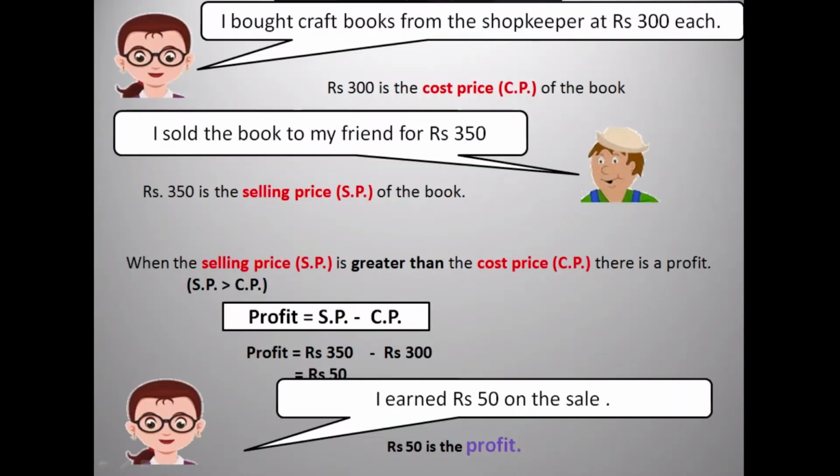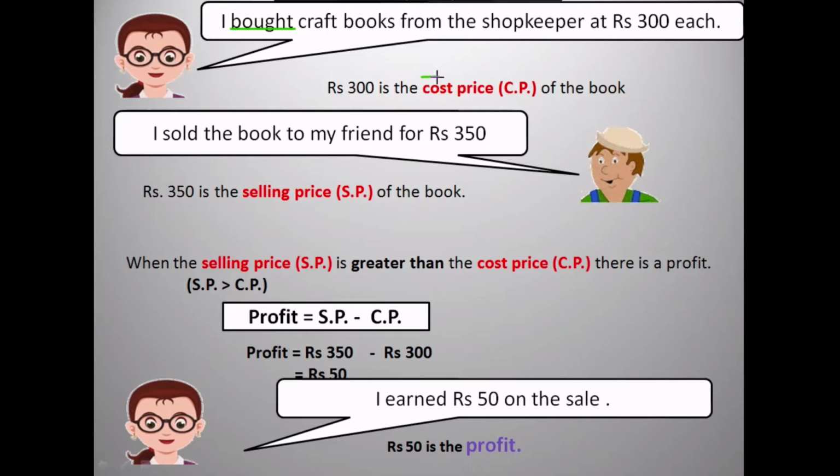I went to a bookshop. I saw many books over there. I liked one craft book. So I bought that craft book from the shopkeeper at rupees 300. Well, this 300 is the buying price. I bought means this is the buying price of the book. You can say it cost me rupees 300. This buying price, or cost price, is nothing but the cost price of that book.